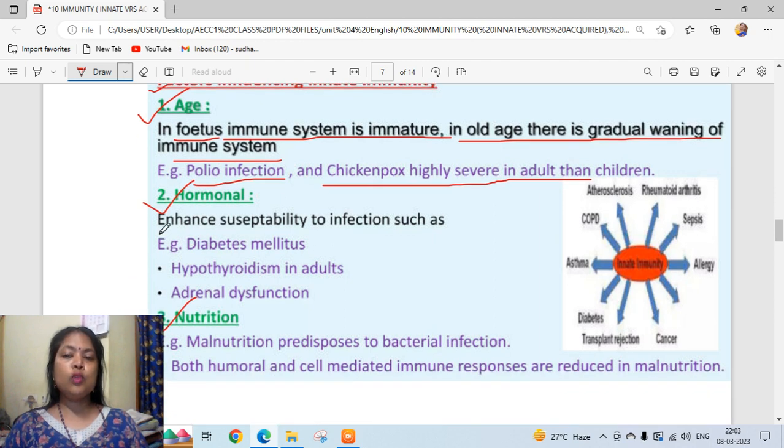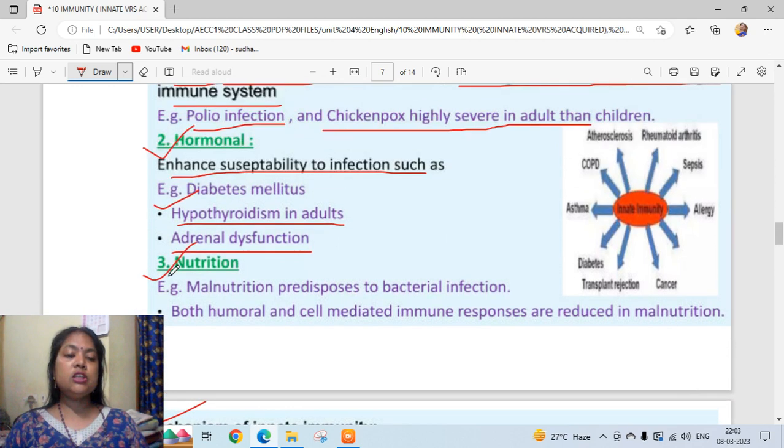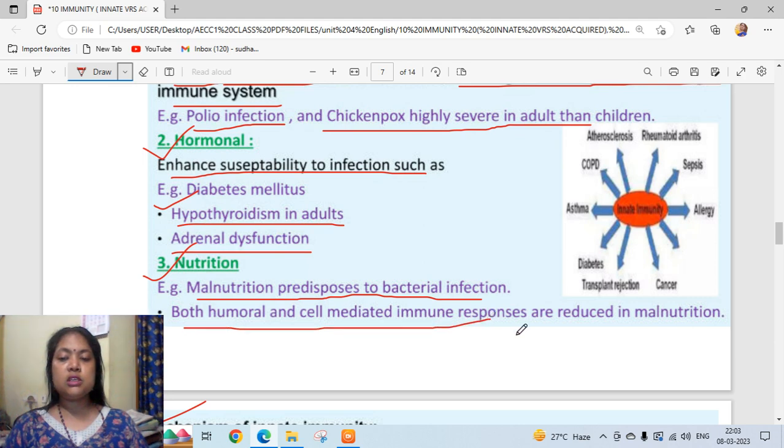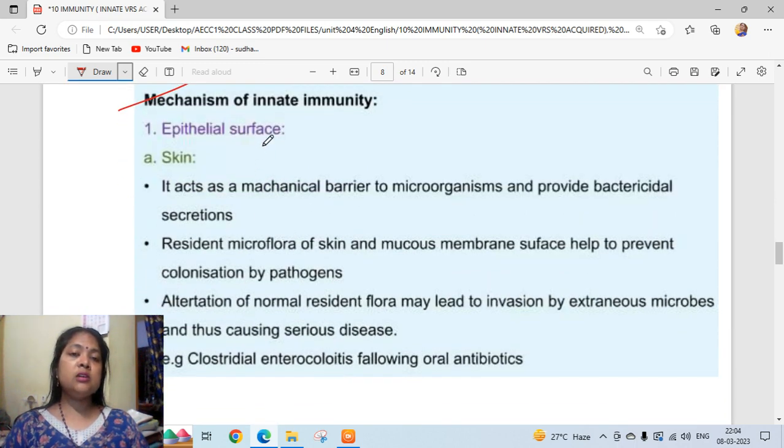Then another is hormonal factors. These enhance susceptibility to infections, such as diabetes mellitus, hypothyroidism in adults, and adrenal dysfunction. Then another factor is nutrition. For example, malnutrition predisposes to bacterial infection, and both humoral and cell-mediated immune responses are reduced in malnutrition.